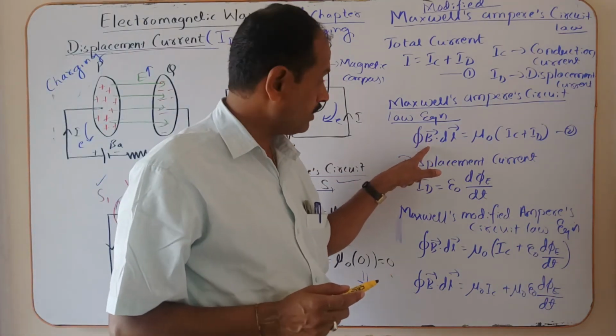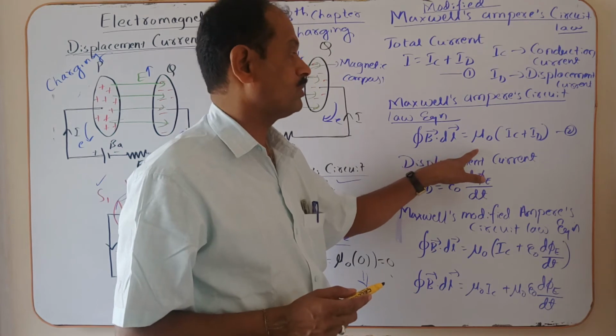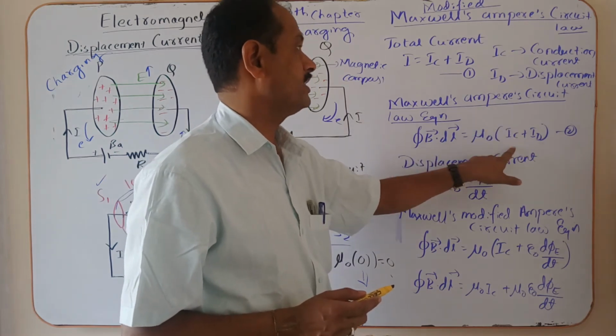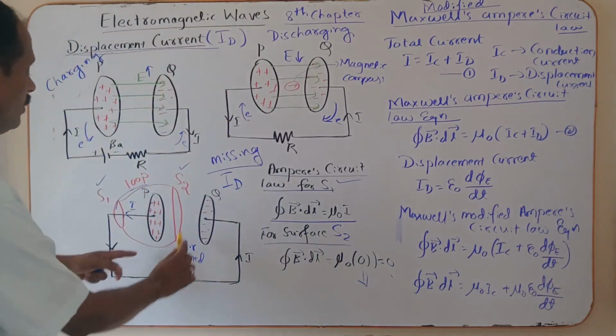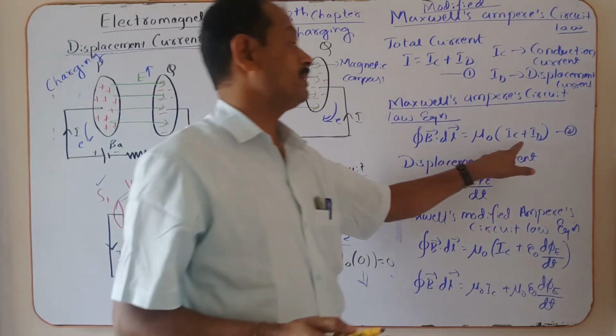The line integral of vector B dot vector dl is equal to mu naught times the total current, which is IC plus ID for this closed loop.